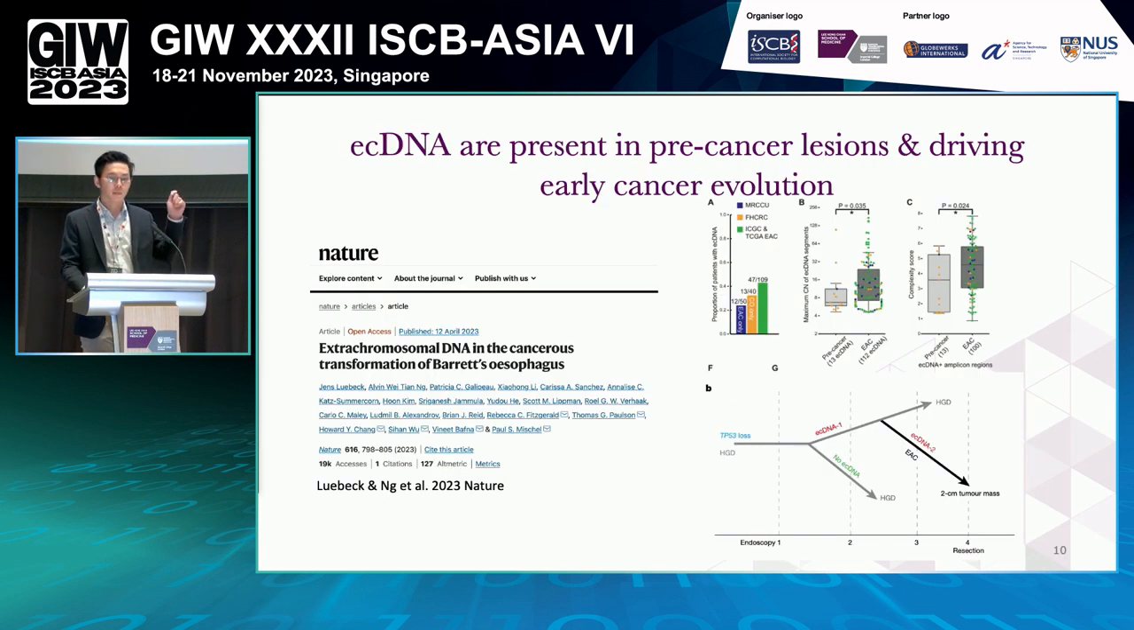One of the interesting properties is that we were looking at ecDNAs at different stages of the disease, and to our surprise, we could actually find it in pre-cancer lesions in Barrett's esophagus, the pre-cancer stage of esophageal cancer. And in this study, we look at two different cohorts to show that we see ecDNA at a very early stage, and we can look at the dynamics of that even in early disease.